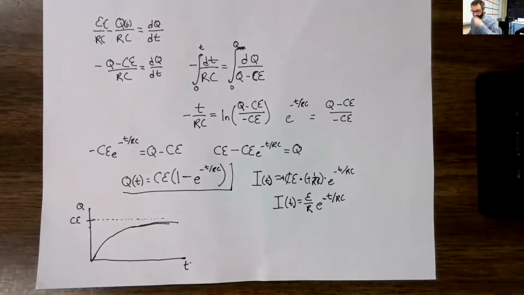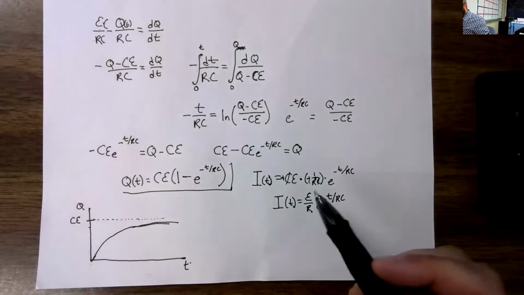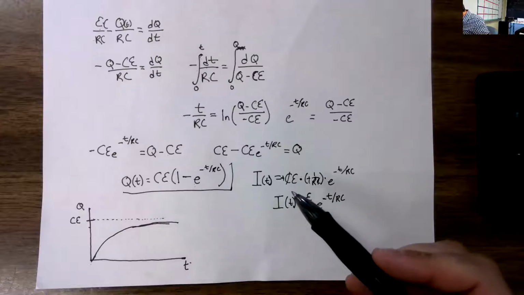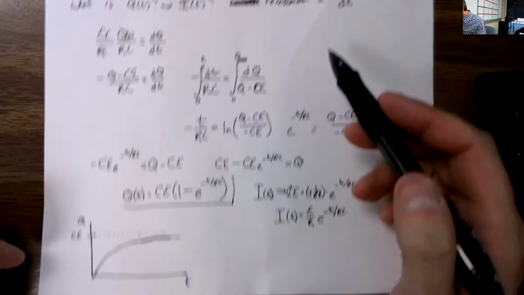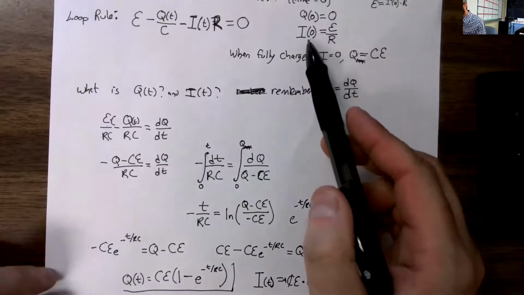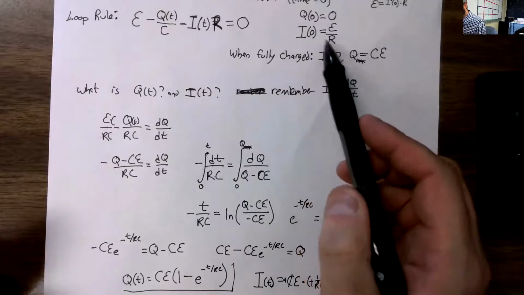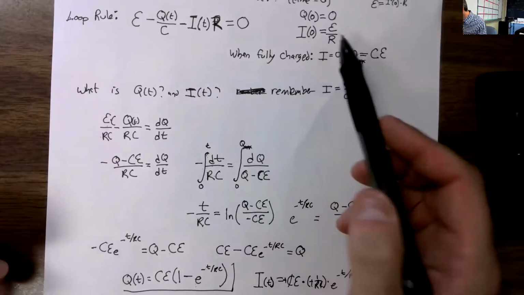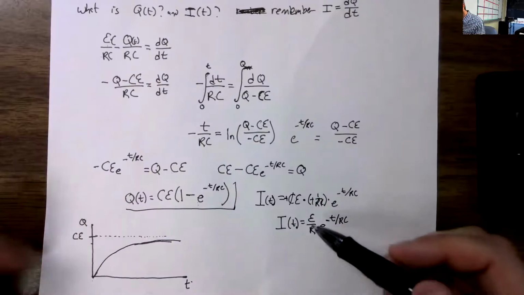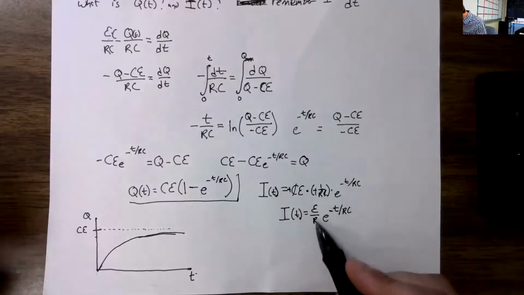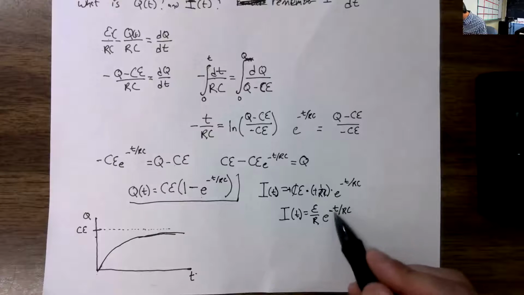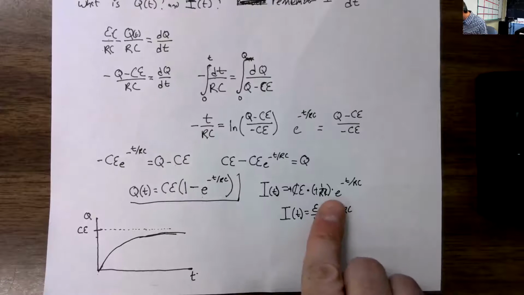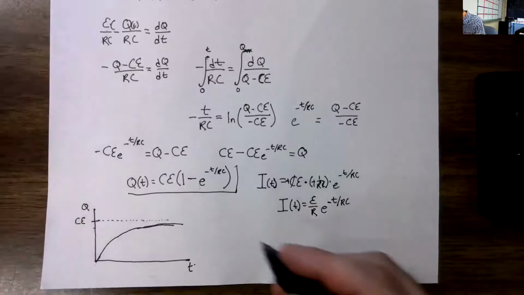Okay, so this matches up with what we would expect. Because at time zero, we expected the current just to be the current as if there was no capacitor in the circuit, E over R, EMF over R. And at time zero, e to the minus zero, e to the minus anything is 1. So I of 0 is just that value, E over R.